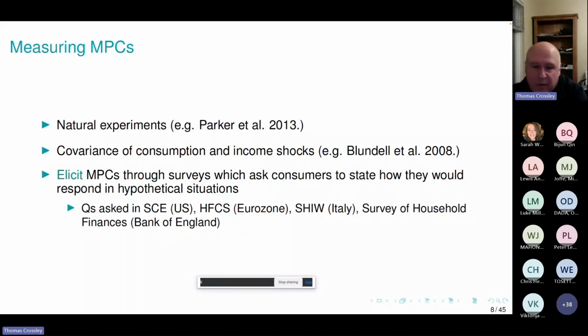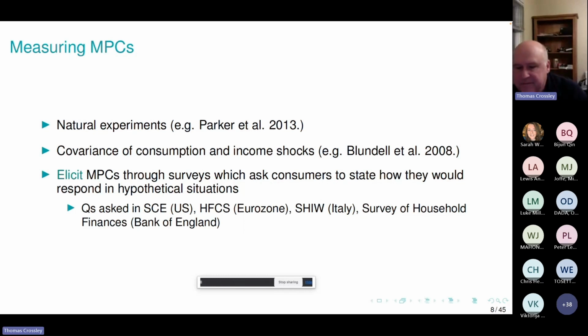Why would we want to do it this way? Well, if we're working with covariance of consumption and income shocks, we have to worry a great deal about separating transitory from permanent shocks. If we're working with natural experiments, we have to have a natural experiment and an appropriate control group. If we elicit MPCs through surveys with hypothetical situations, one thing is that we can get an MPC for each consumer that responds to the survey, and so we can learn not just about the average MPC in an economy, but about the distribution of MPCs, which can be important for policy making and for understanding the distribution of straitened circumstances, as I explained a moment ago.